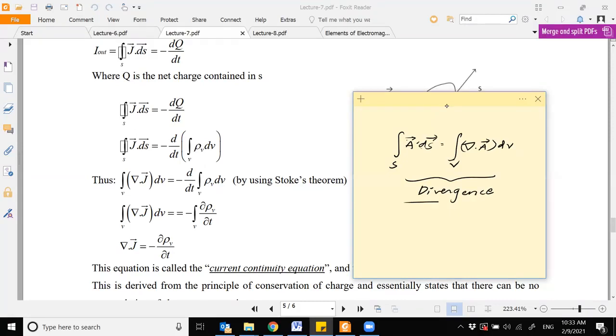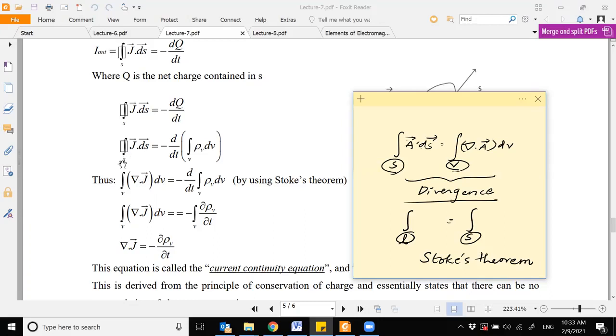As I told you, the divergence theorem allows you to relate surface integration with volume integration. And you have another theorem, which is Stokes theorem. Stokes theorem relates the line integral to the surface integral. So here we are applying the divergence theorem.